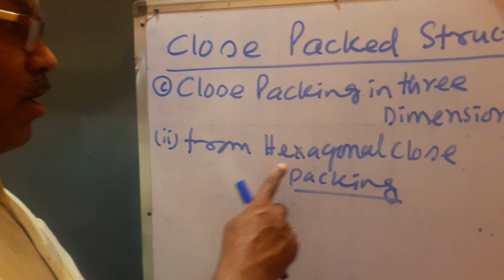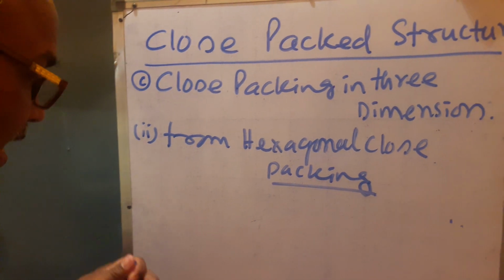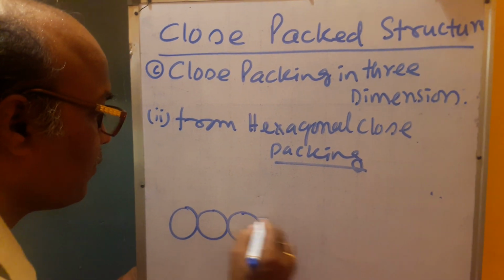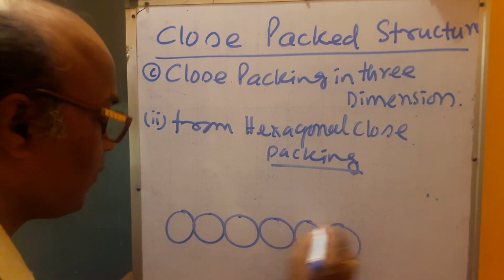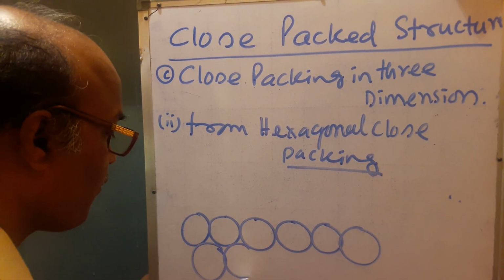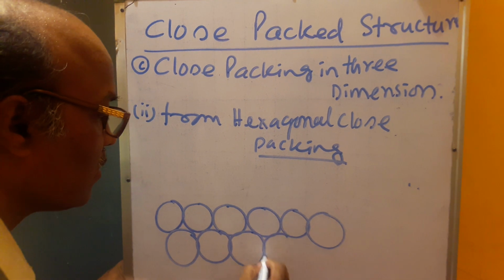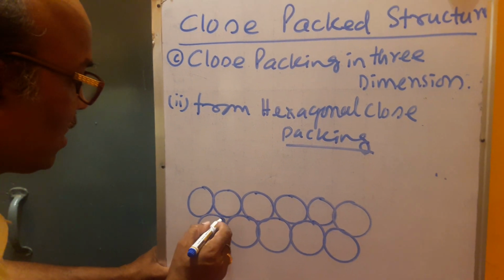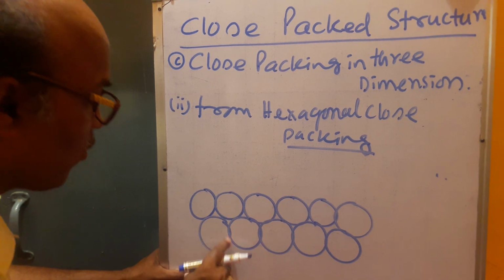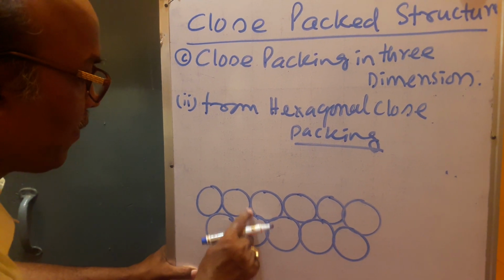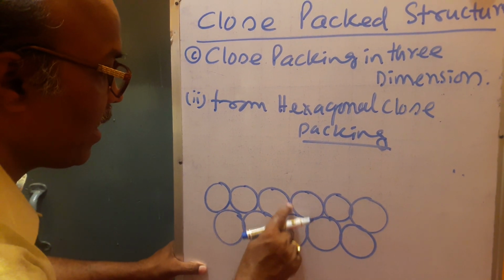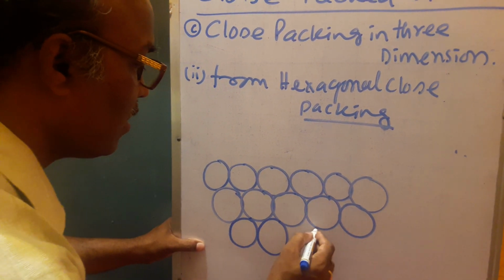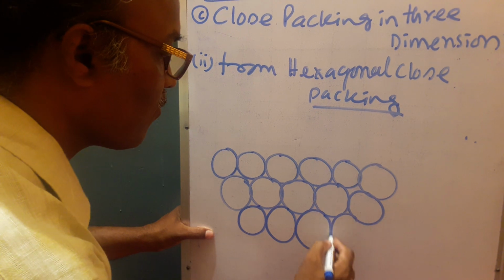Three dimensional close packing from hexagonal close packing. In this case, let us see. These are the points. You see the triangles; these are triangular voids. Here the apex is downward, here the apex is upward, here downward, here upward. So in this case, these are the voids formed.